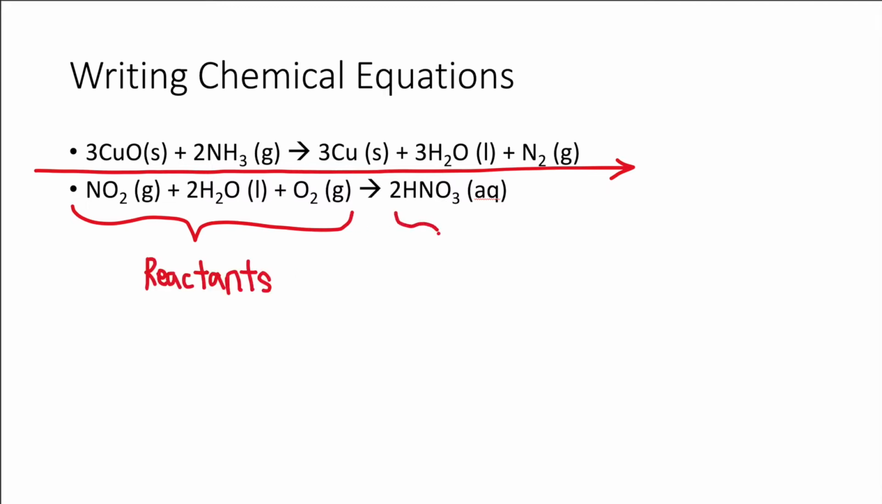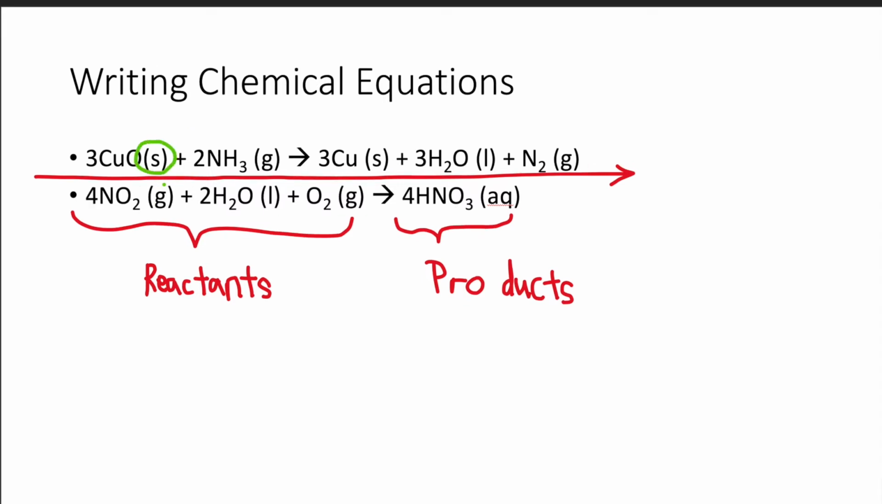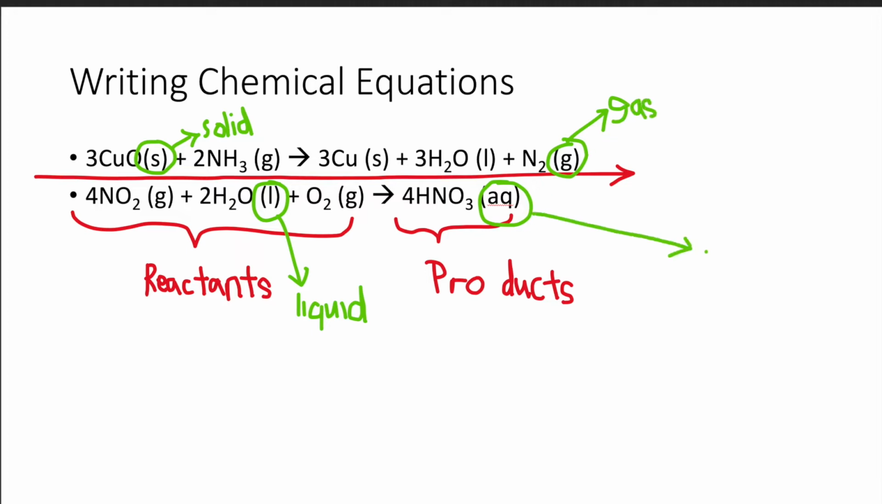And the interesting thing to note is things like the G, the L, the AQ, or even the S. These are called the state symbols. State symbols tell the reader what state the substance is at. If it is in the S state, it's called the solid state. L, liquid, and G, gas. And this funky one, the AQ, will be called aqueous, which means it's dissolved in water.